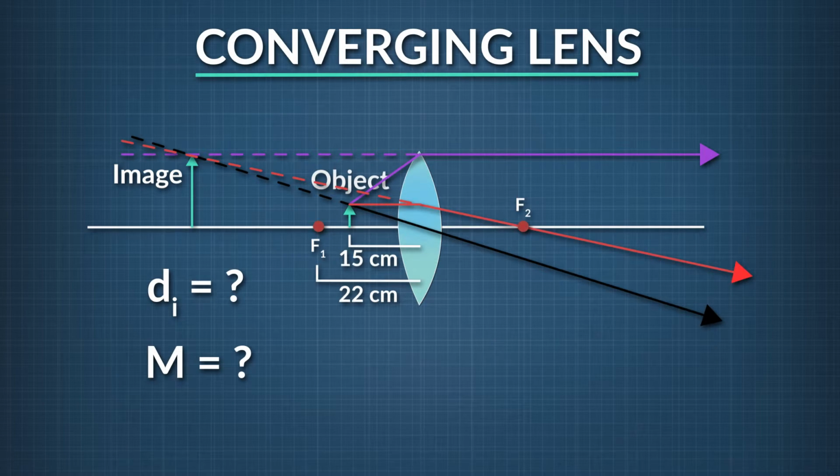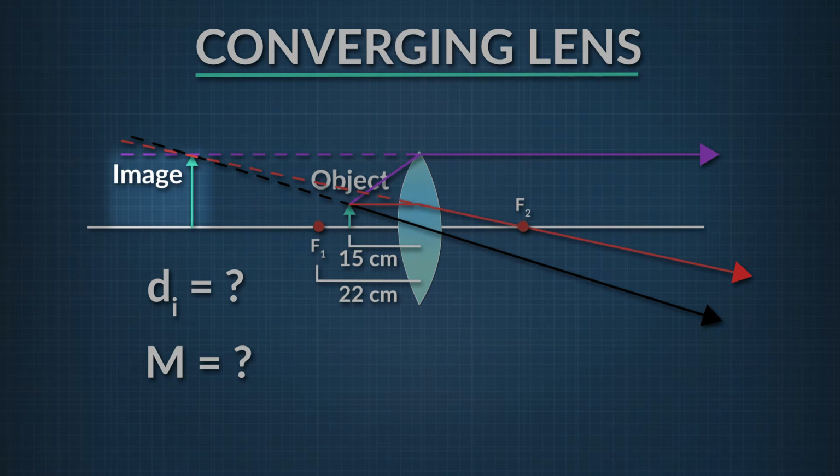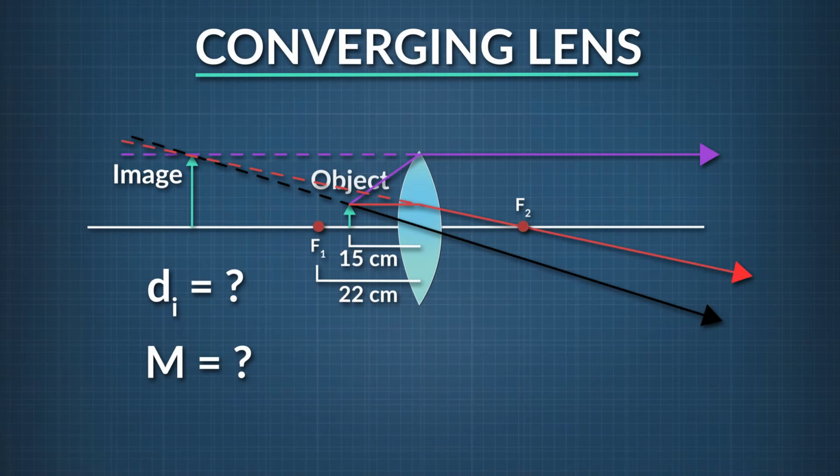That means the image that forms is virtual, and that we expect the image distance to be negative. We also see the image is upright and bigger than the object. That tells us we can expect the magnification to be more than 1. See all the information our drawing can give us? A good ray diagram is worth the effort.